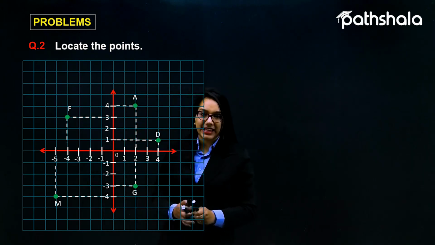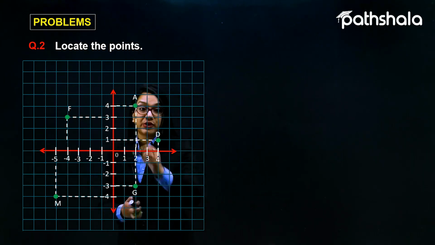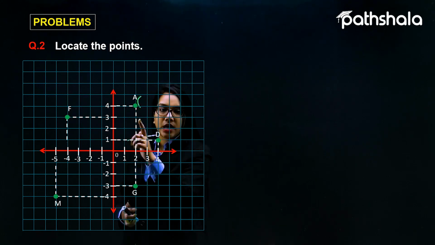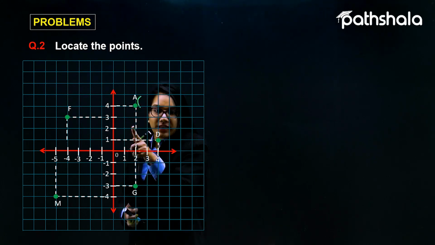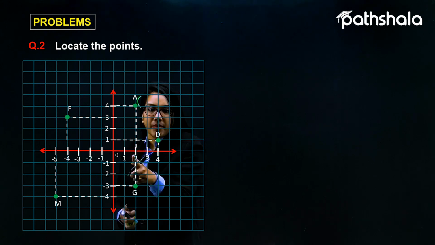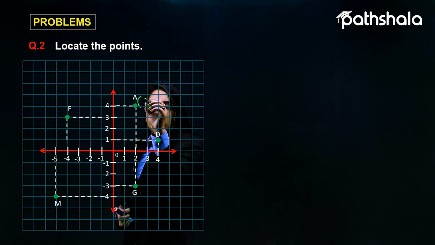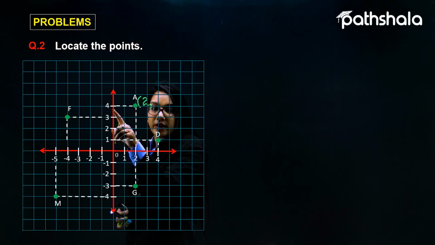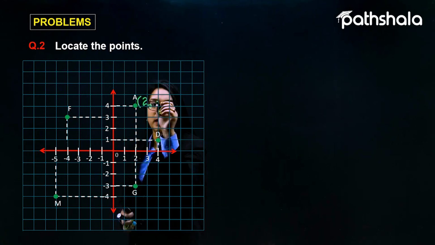As we can see, the point A is actually joining with the x-axis as well as with the y-axis. The point A is joining with the x-axis with the number 2, so it means that its abscissa is 2. And its ordinate, let's just see. A is joining with the number 4, which is lying on the y-axis. It means that its ordinate is nothing but 4.